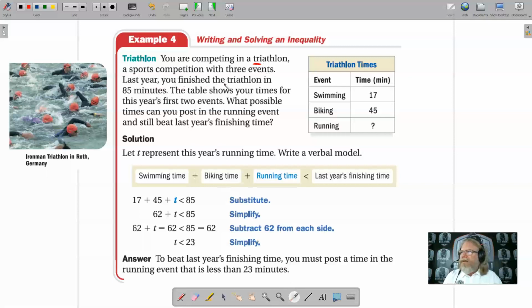So last year you finished the triathlon in 85 minutes. The table shows your times for this year's first 2 events. What possible times can you post in the running event and still beat last year's finishing time?